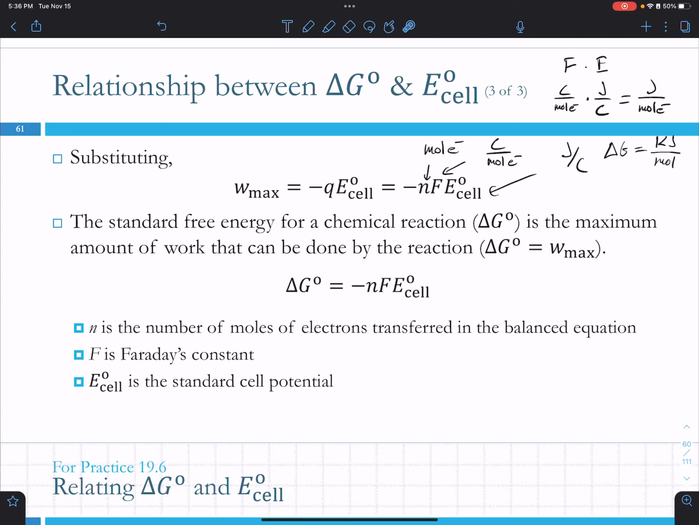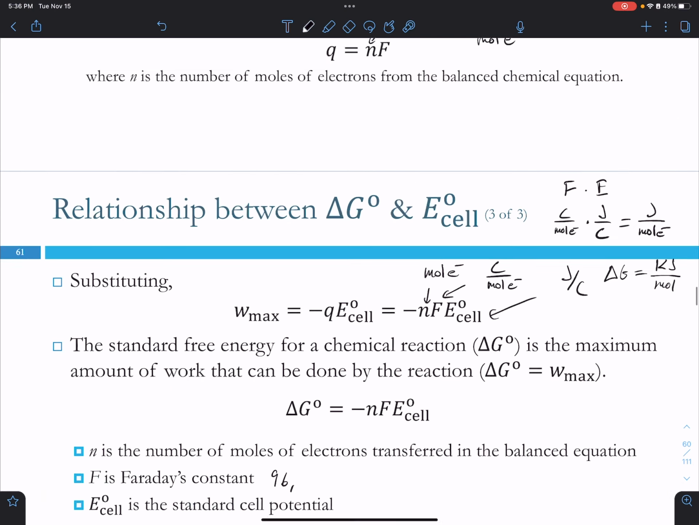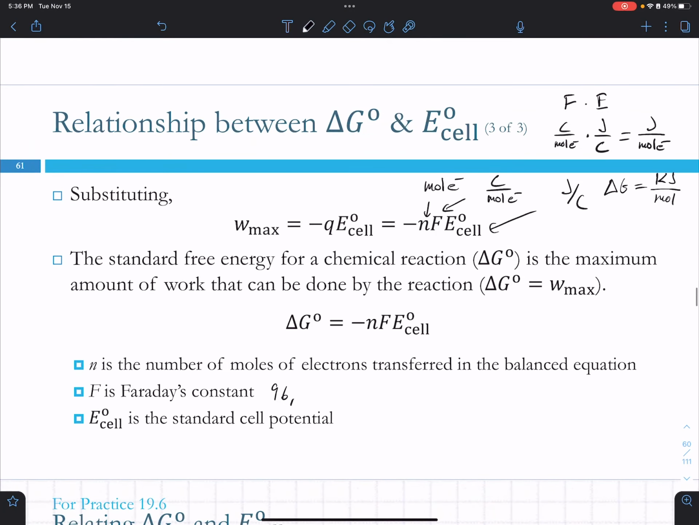So n is the number of moles of electrons from the balanced chemical equation. F is Faraday's constant, which I'm going to give you, because what is it? 96,485. And then E cell is your standard cell potential, like we were calculating before, cathode minus anode.